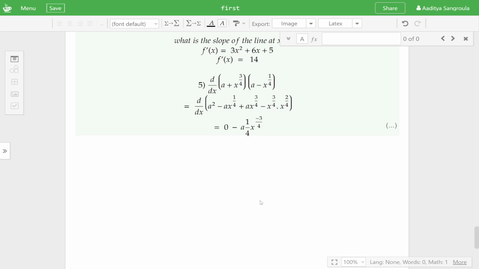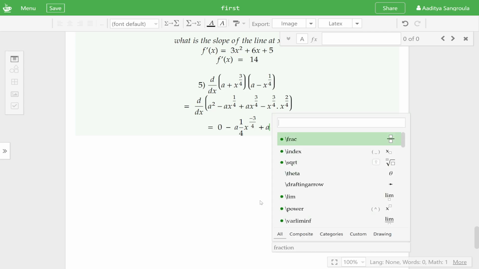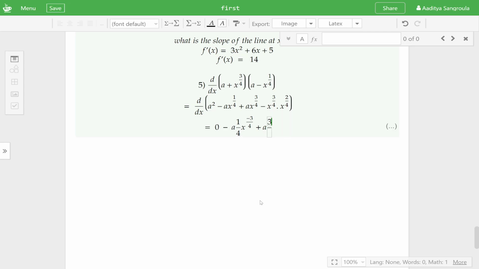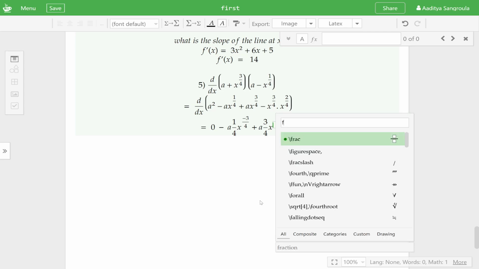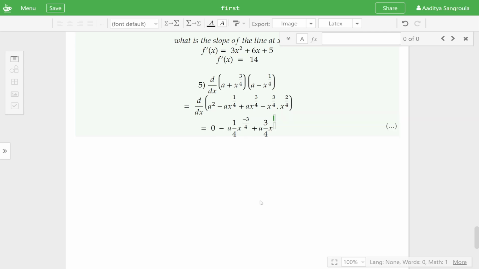So plus a times 3 over 4, right? I hope you get how this is coming. A plus 3 over 4 times x raised to the power minus 1 over 4. Because 3 over 4 minus 1 is minus 1 over 4.